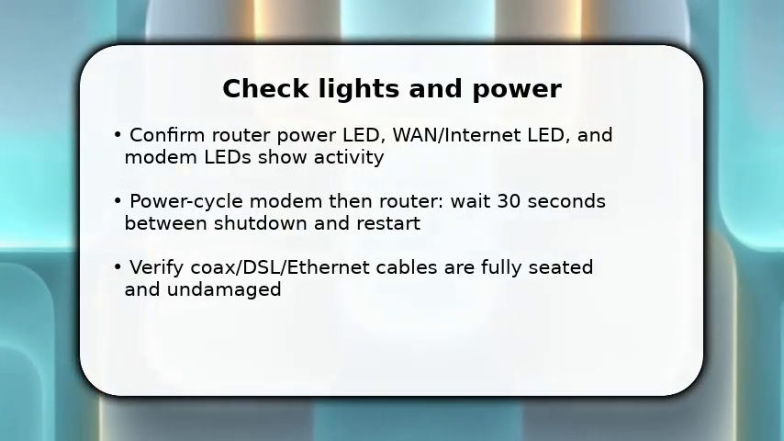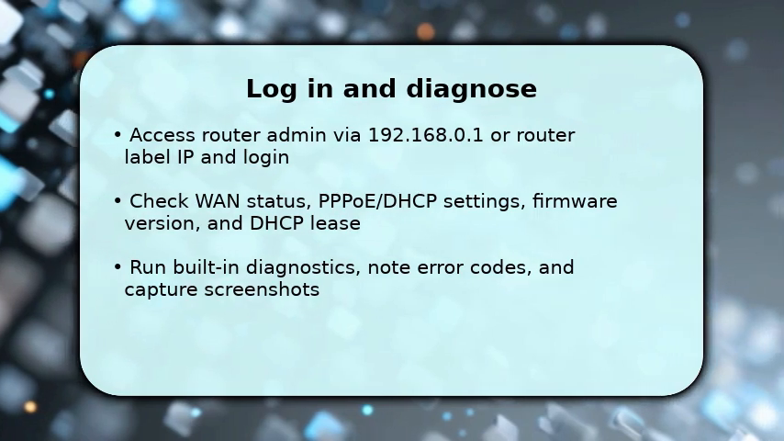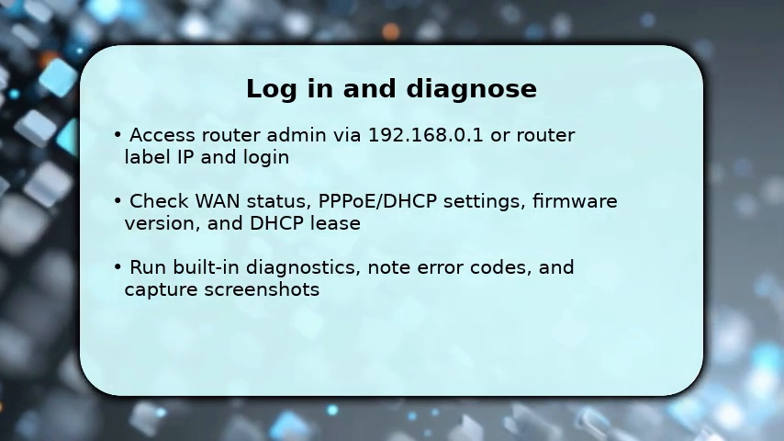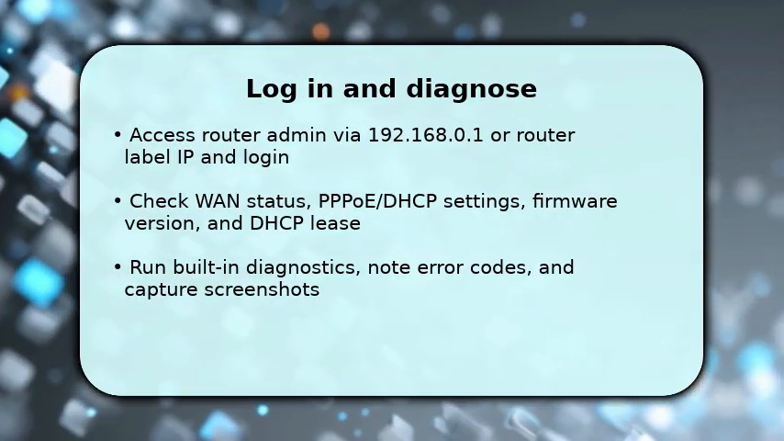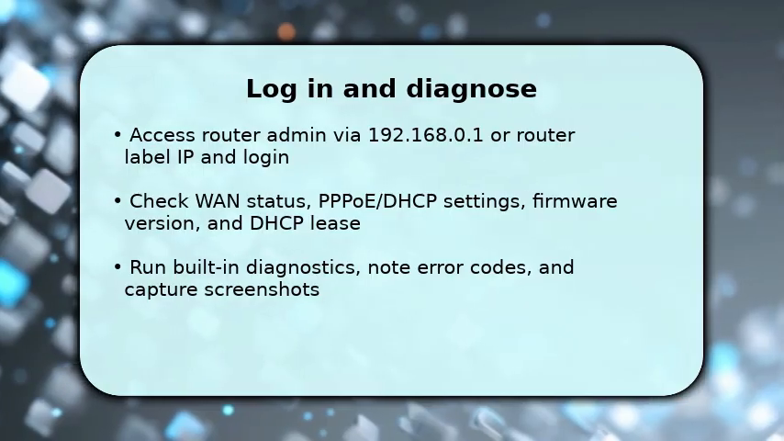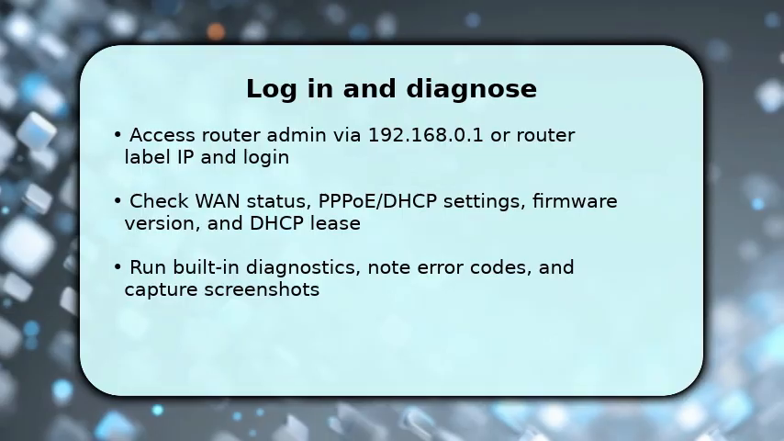You now dive into the router interface to find the root cause. Log in using the router IP printed on the device. Check the WAN or internet status to see if you have an IP address assigned. If using PPPoE, confirm credentials. If DHCP, ensure no lease conflicts.